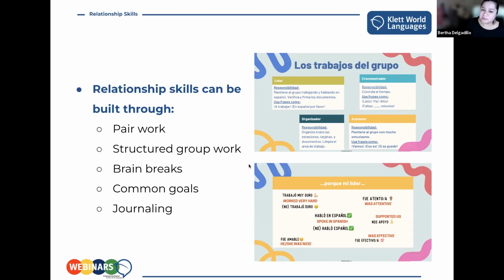Here are some slides that I have to support some of my group work. When I assign groups at the beginning, if I have a group of 3 or 4 people, I like to have no more than 3 or 4. I have a task for each person in the group, and I give them a responsibility, and I give them phrases so that they can hype each other up, in the target language. And that's what you can see here: the leader, the timekeeper, the organizer, the animator, or hype person, as we call it in the class.